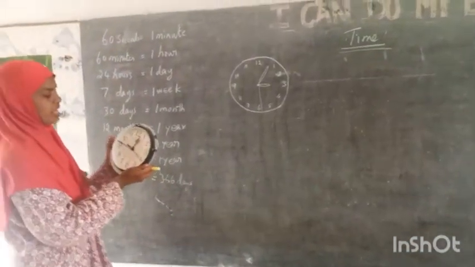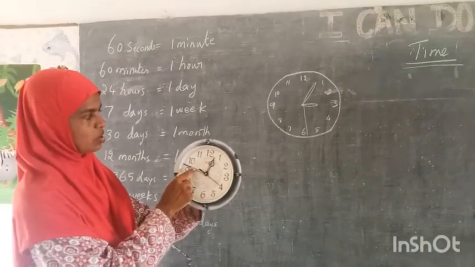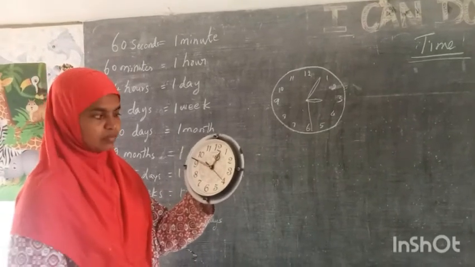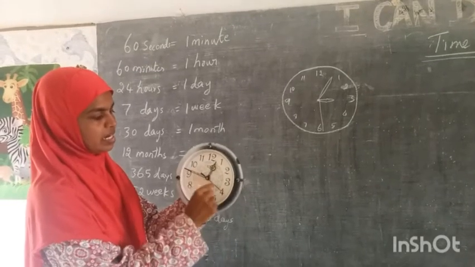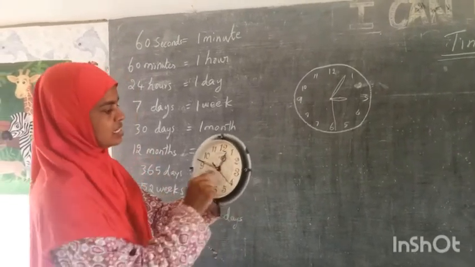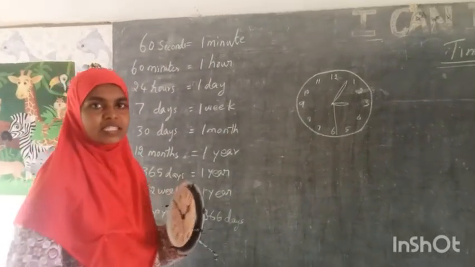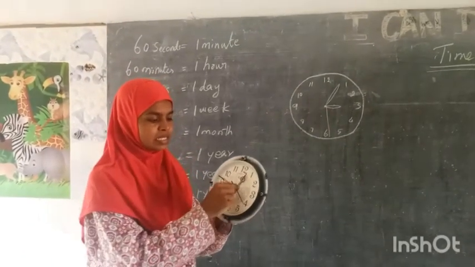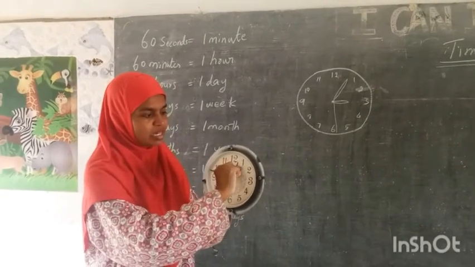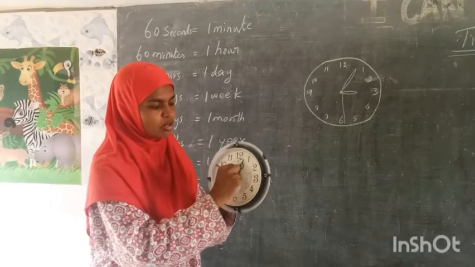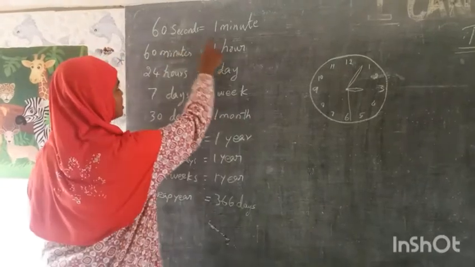We have three hands here, right? One is a short hand, another one is a long hand, and a second hand. It's an hour hand, a minute hand, and a second hand. So 60 seconds is 1 minute. You have studied this already in your second standard. If the second hand goes one rotation from the starting point, this is called 1 minute. 60 seconds becomes 1 minute.